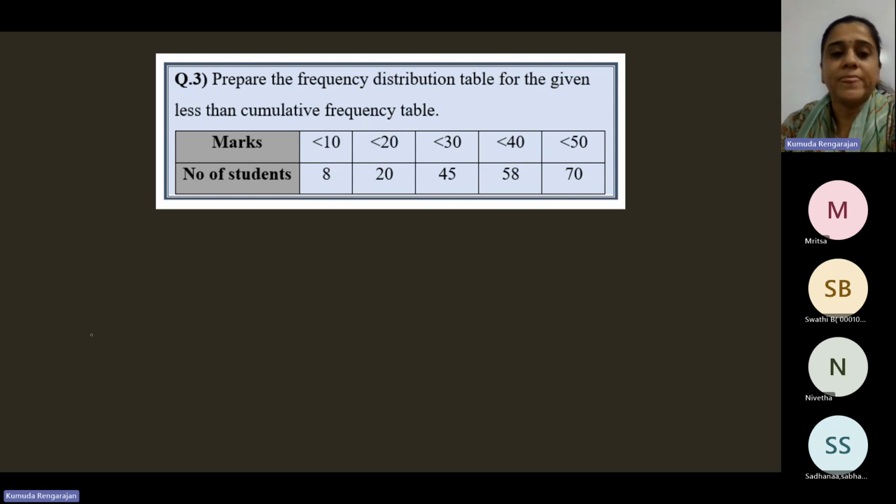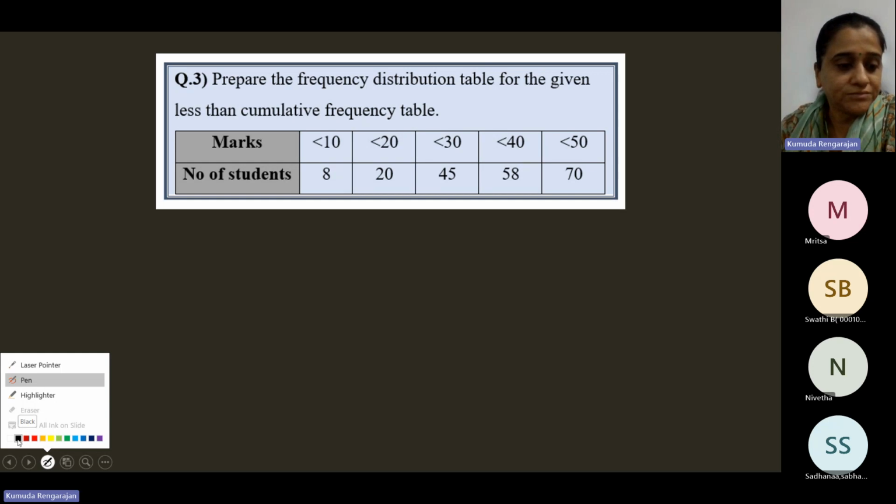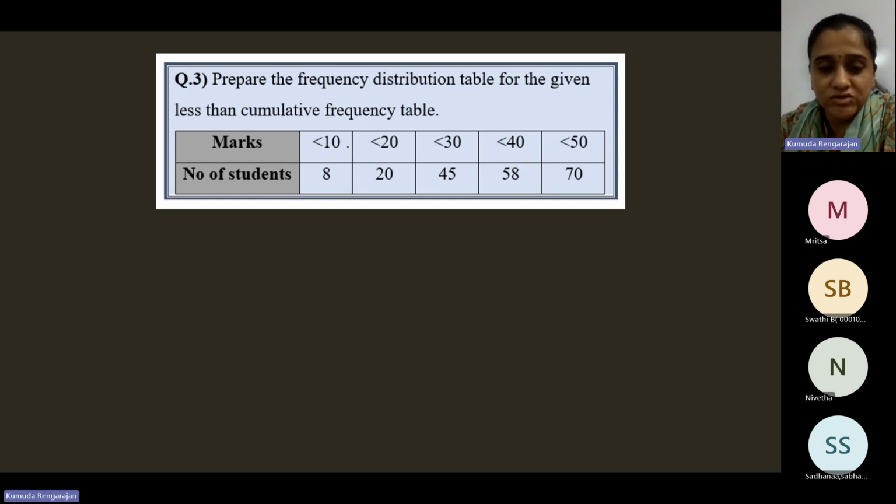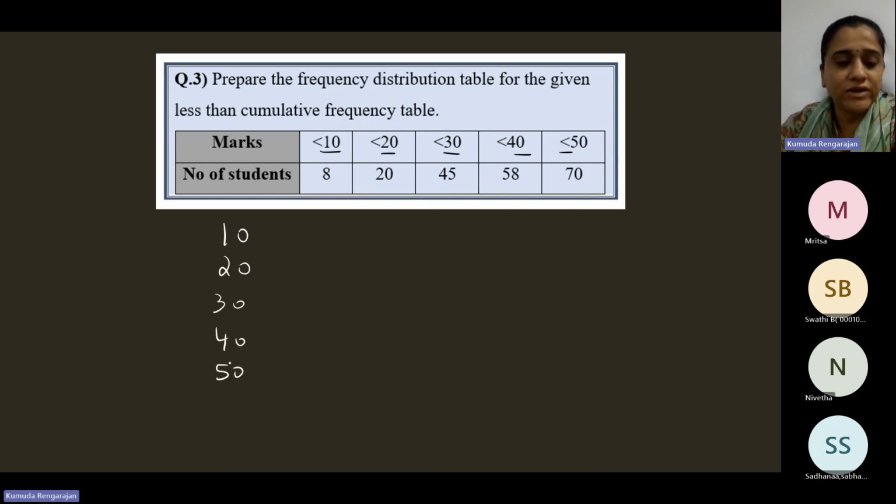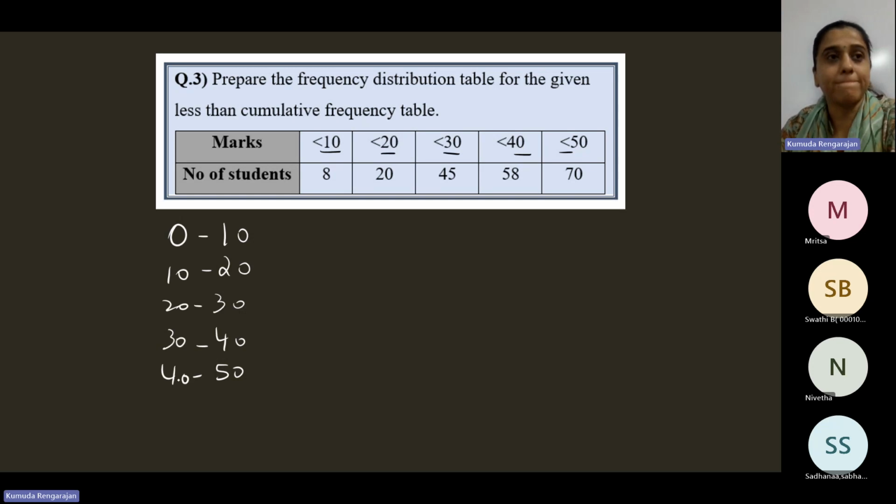All right. Now, how to find the class intervals? This is a less than table, right? All these values you see in the less than table, less than 10, less than 20, these values 10, 20, 30, 40, 50 will become the upper limits. Now fill the corresponding lower limits: 0, 10, 20, 30, 40.